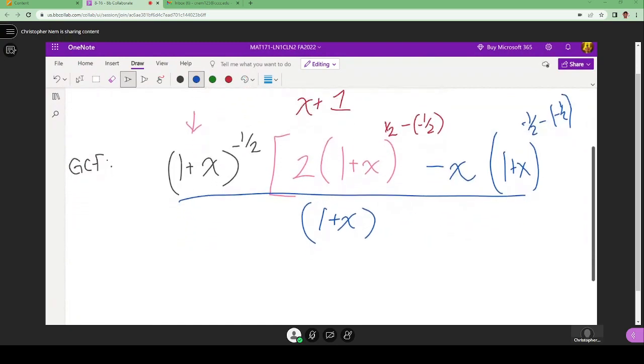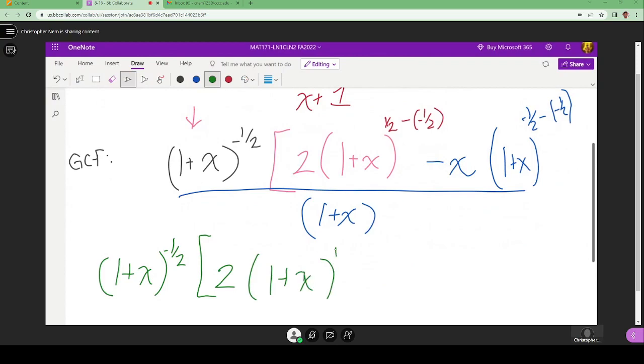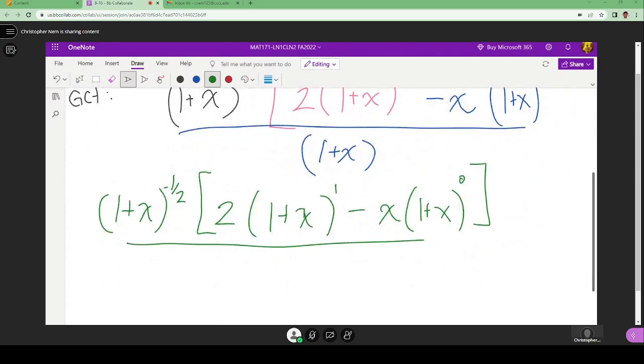So if you calculate this out right here, you're going to have for your numerator 1 plus x to the negative 1/2 power, all multiplying 2, 1/2 minus negative 1/2, that's going to be x to the first power, minus x times negative 1/2 minus negative 1/2. If I'm doubling the negatives, you can think of it as distributing over, or I like to turn it into addition if I see two subtraction symbols. That's going to be 1 plus x raised to the 0th power, all over 1 plus x.